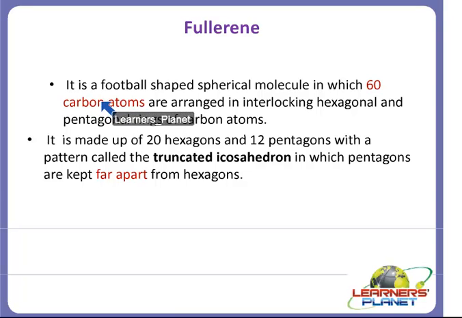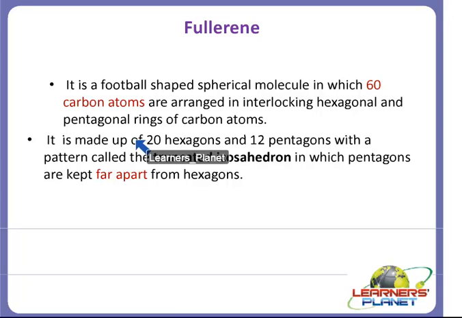Yeah, it is a football-shaped spherical molecule in which 60 carbon atoms are arranged in interlocking hexagonal and pentagonal rings of carbon atoms. So in your diamond, carbons were arranged tetrahedrally. In graphite, carbons were arranged in hexagonal rings. Whereas in fullerene, you have got both the types of rings. What are these rings? The hexagonal ring as well as the pentagonal ring.